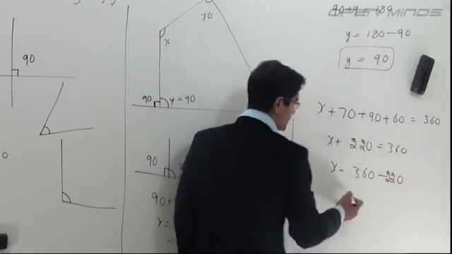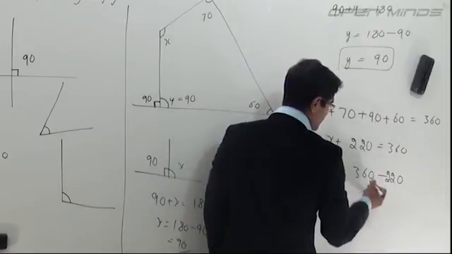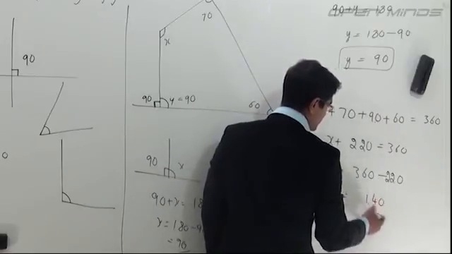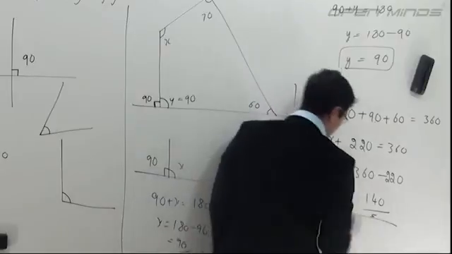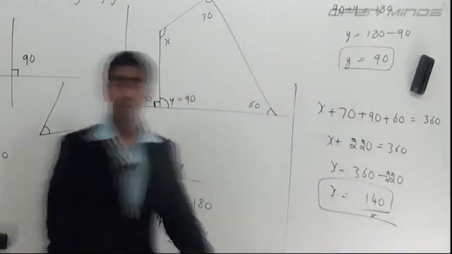So how much is that? It should be 140 degrees. So 140 degrees is the angle measure of x in the second diagram.